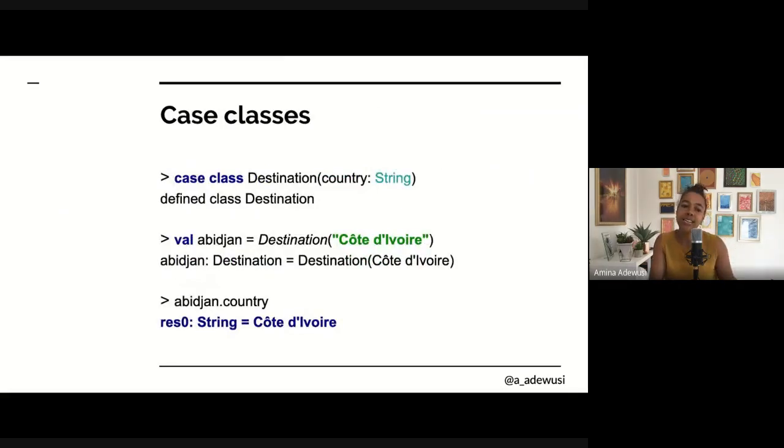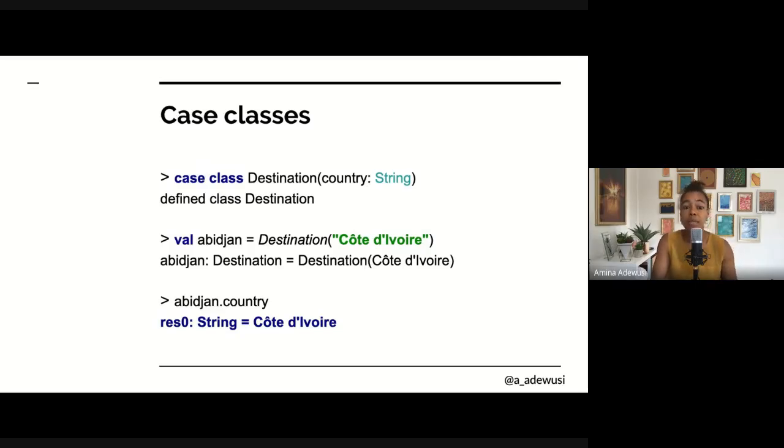Now let's take a look at case classes. Case classes are like regular classes, but with a few key advantages that are going to make our holiday planning easier. First, when we create a case class with parameters, in this case, the parameter being country of type string, this parameter is automatically created as an immutable field.